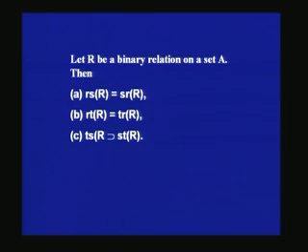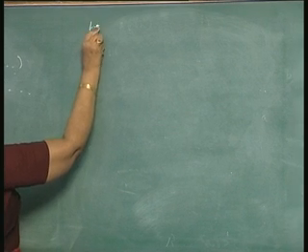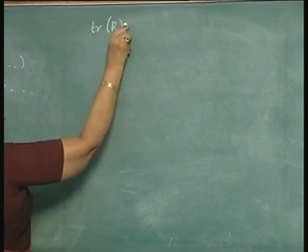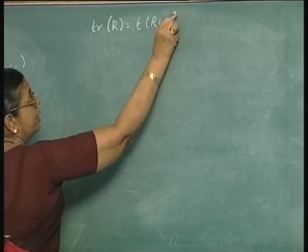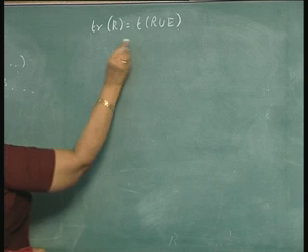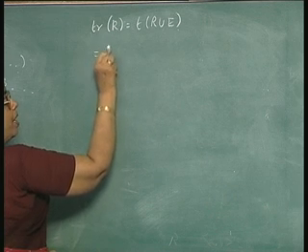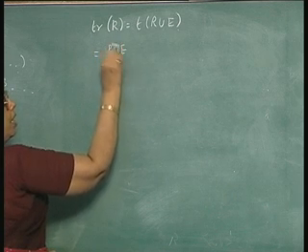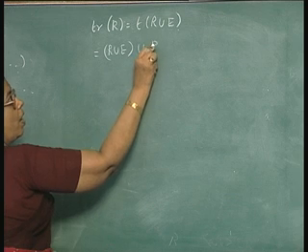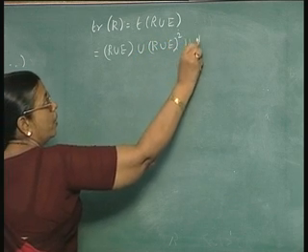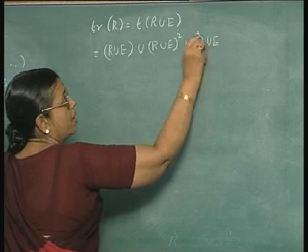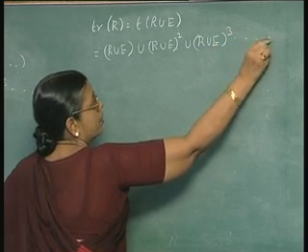you will realize that T of R will be T of, what is the reflexive closure? This is R union E. So, T of that will be R union E union R union E squared union R union E cubed and so on.